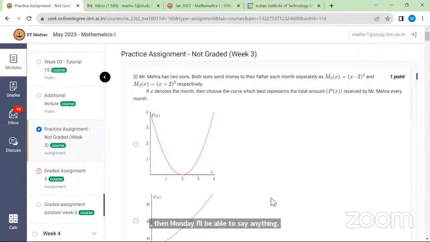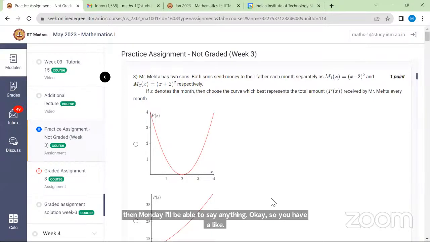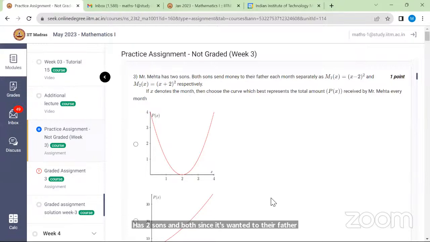Okay, so Mr. Mehta has 2 sons, and both sons send money to their father each month. M1 is the first one and M2 is the second. X is the month that is denoted. Then choose the curve which best represents the total amount received by Mr. Mehta each month.